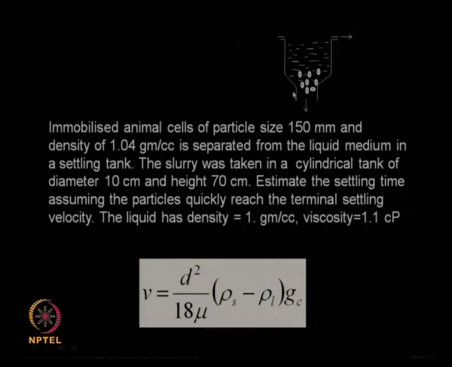So the slurry is taken in a cylindrical vessel of diameter 10 centimeter and height 70 centimeter, okay. So the diameter is 10 centimeter, height is 70 centimeter. Estimate the settling time assuming the particles quickly reach the terminal settling velocity. The liquid has a density of 1 gram per cc and viscosity of 1.1 centipoise.